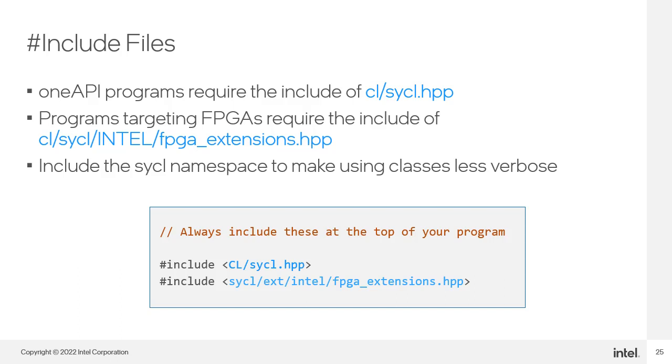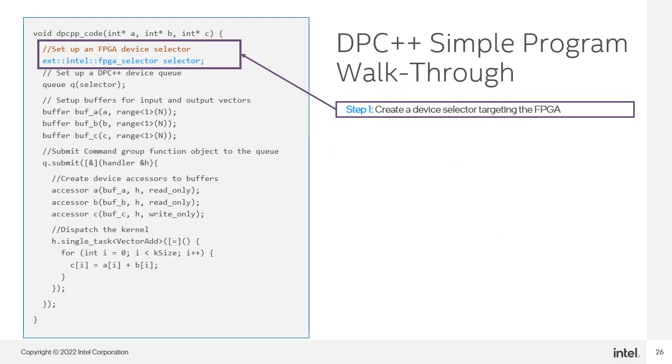Now that we have run through the fundamental classes for writing a DPC++ program, we will take a look at an example that will walk us through the basic steps in creating a oneAPI program targeting an FPGA as the accelerator device. This example code is a simple walkthrough of the DPC++ program.